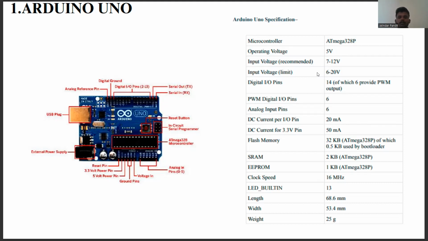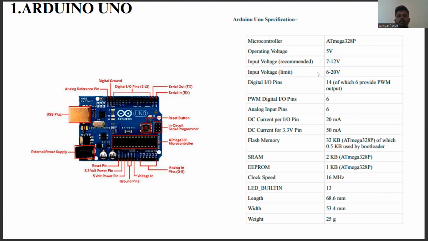So digital input output means the Arduino Uno board has 14 digital input output pins that can be configured as input or output. Six of the pins provide pulse width modulation, PWM output, which allows varying outputs. So the Arduino Uno board has 6 digital input output pins that provide PWM output.